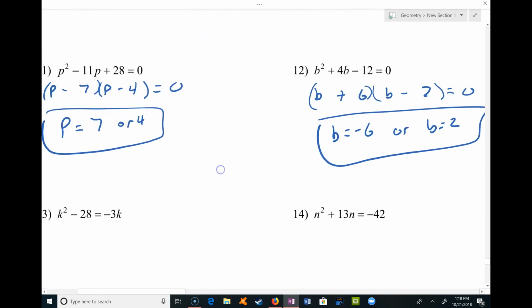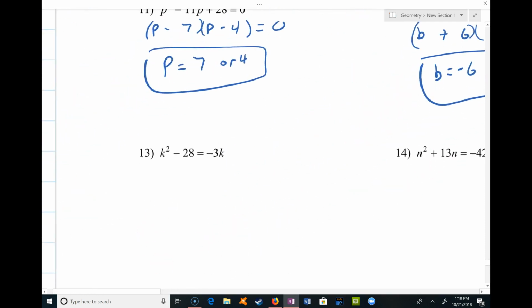I know I'm skipping steps here, but hopefully you can follow. If you need to do the extra step on your paper, that's great. Here we got some stuff on the other side, so we'll move it to the right side first. So that'd be k squared plus 3k minus 28 equals 0.